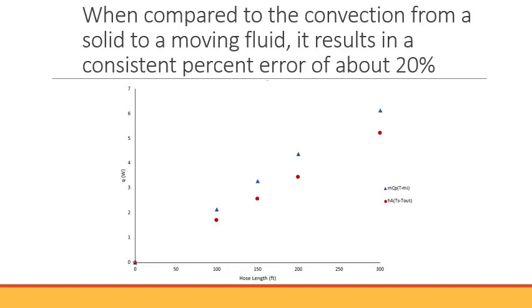When compared to the basic mode of heat transfer of convection we learned in Chapter 1, Q equals HA delta T, it was found that there was a consistent upward linear trend as well, seen in red, but with an offset of about 20% error. I believe that this was because there are a few assumptions that were implemented.